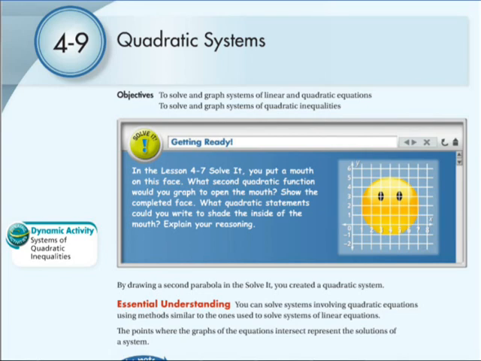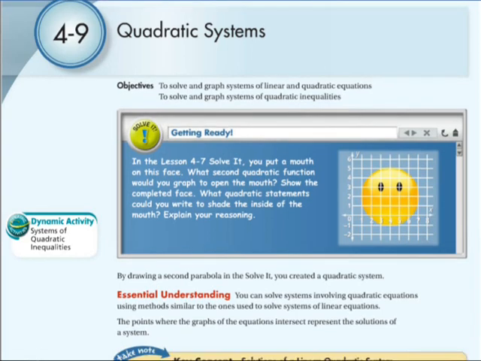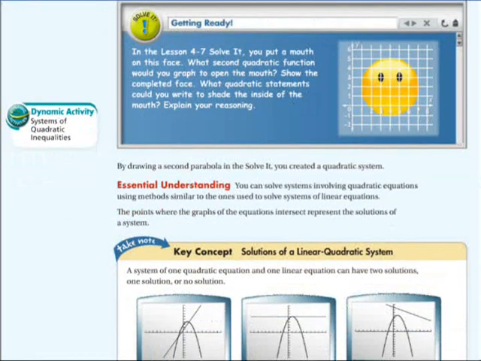It's very similar to what we did in 3.1 and 3.2, except now we're going to have systems of linear and quadratic equations, and just quadratics.